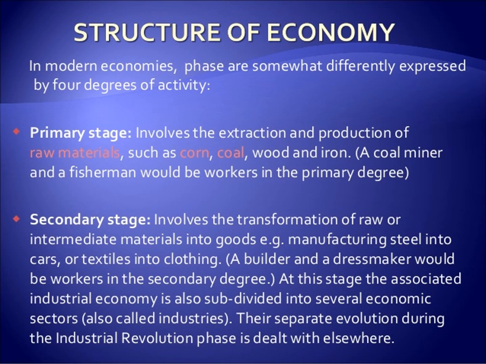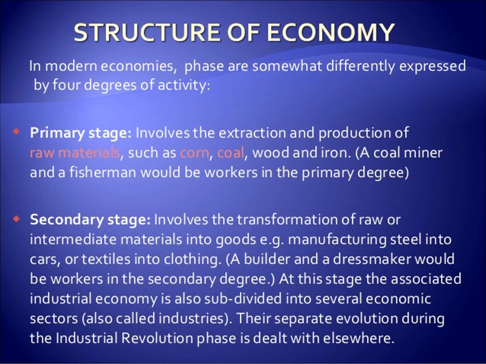The structure of the economy. In modern economies, phases are somewhat differently expressed by 4 degrees of activities. First one is the primary stage. It involves extraction and production of raw materials such as corn, coal, wood, and iron. A coal miner and fisherman would be workers in the primary degree.